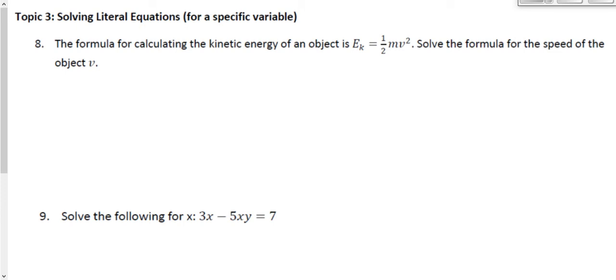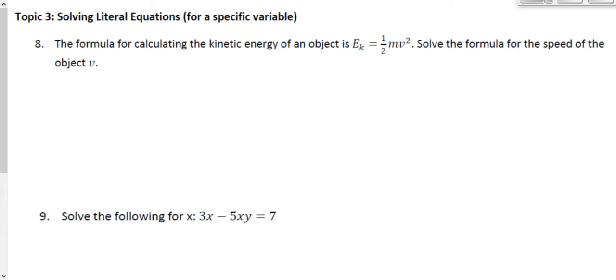In this video, we're going to look at solving literal equations for a specific variable, which just means isolating one variable, getting one thing alone. You learned how to do this in Algebra 1. We didn't spend a lot of time on this here in Algebra 2, but we did learn a couple of techniques that are useful for more complex equations. So let's go ahead and take a look at the first one.